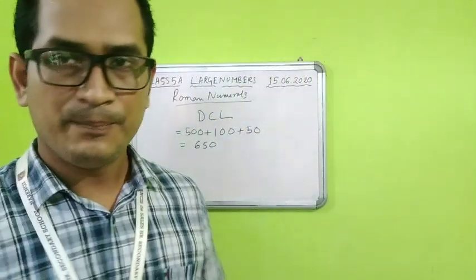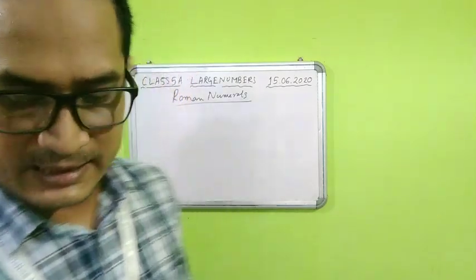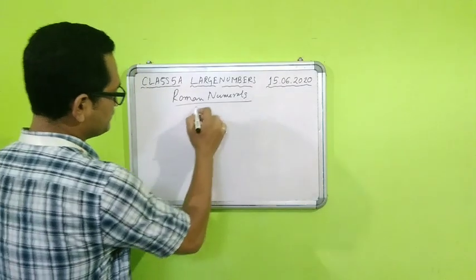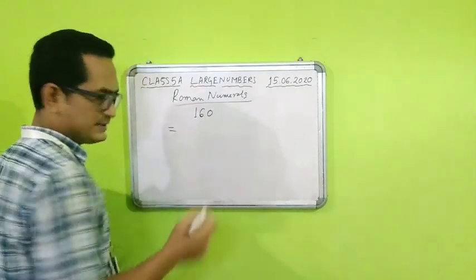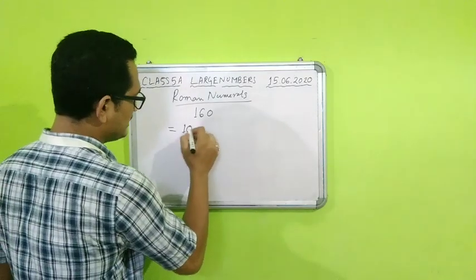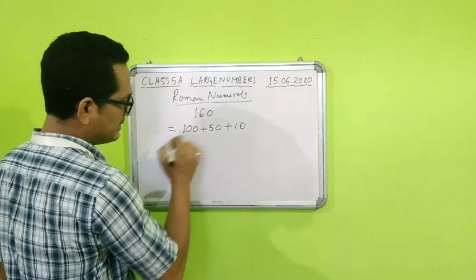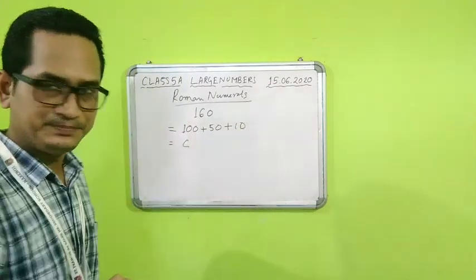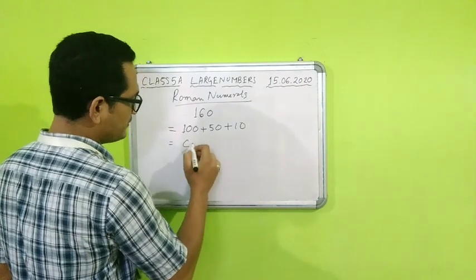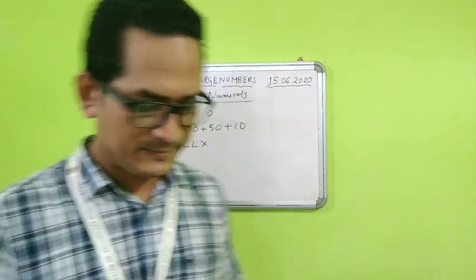Now let us go for the opposite one. That means we need to convert Hindu-Arabic numerals to Roman numerals. So let us try it. Say 160. If you have to break it, you break the number in this way: 100 plus 50 plus 10. Now 100 means obviously it is C. Since all are plus, 50 will be the next. So 50 means how much? L, and 10 means how much? X. So it will be CLX.